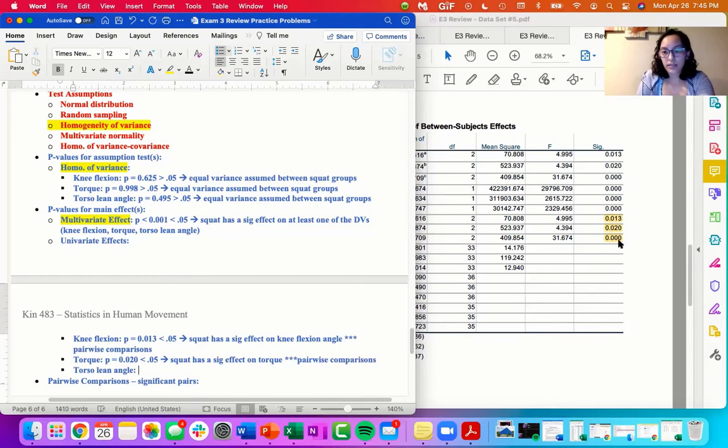Torso lean angle is the last p-value listed in there. P is less than 0.001, which we know is less than 0.05. So then we could say that squat also has a significant effect on torso lean angle, at which we would also want to look at pairwise comparisons.